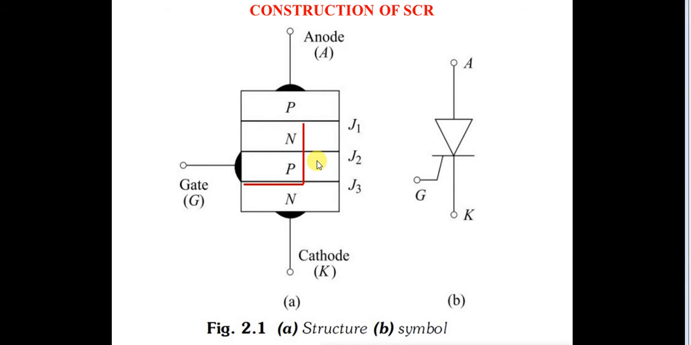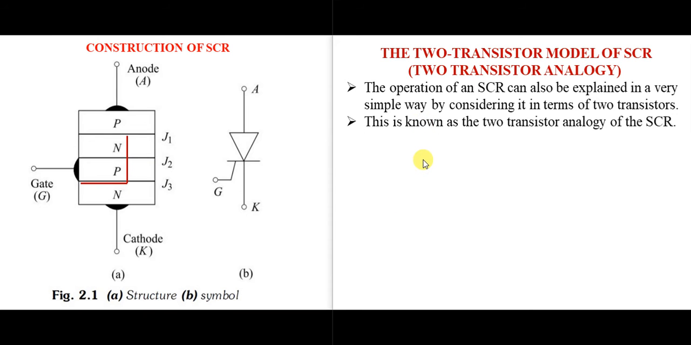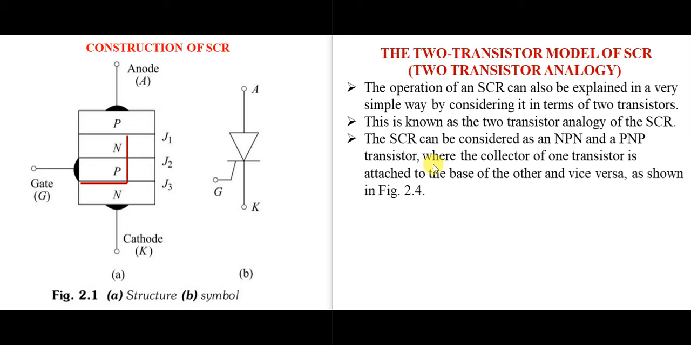Now these two transistors form a regenerative feedback, and hence the SCR acts as a switch. This is known as the two transistor analogy of SCR, meaning the representation of SCR in terms of two transistors. The SCR can be considered as an NPN and a PNP transistor, where the collector of one transistor is attached to the base of the other and vice versa, as we will see in this figure.